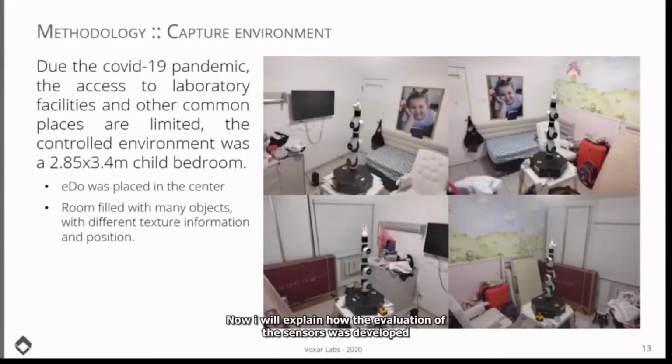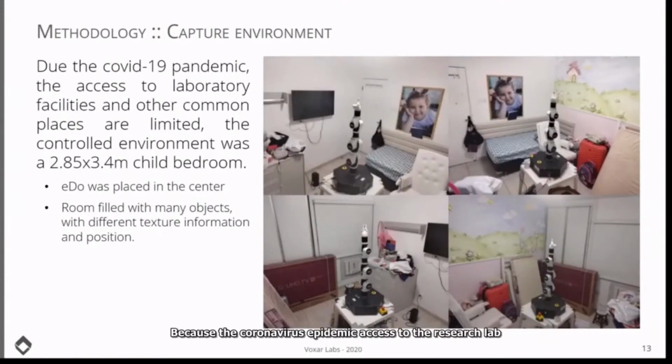Now I will explain how the evaluation of the sensors was developed. The first phase was the capture of the environment. Because of the coronavirus epidemic, access to the research lab and other common areas has been impaired, limiting the possible environments to be captured. The chosen environment was a child's bedroom. The Dobot was placed in the center of the room, which was filled with different objects in different positions and with different textures. Here we can see the captured environment from 4 different points of view.